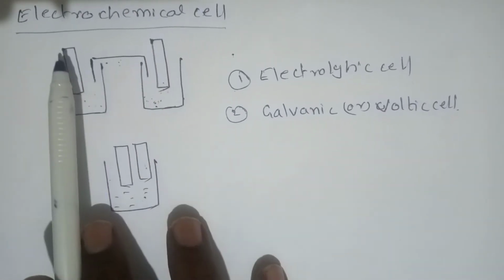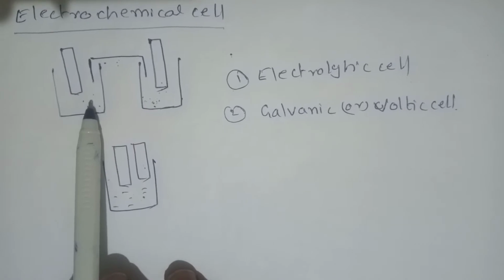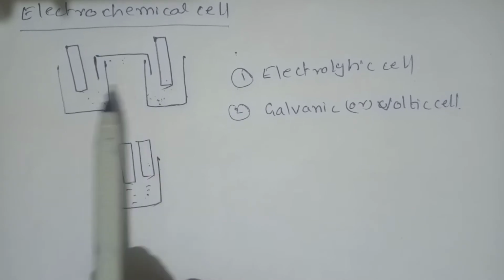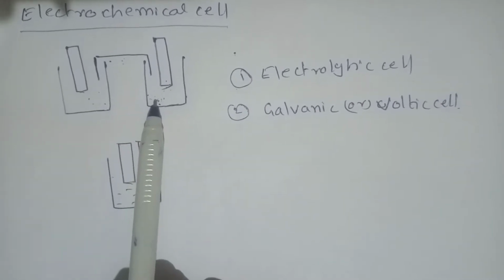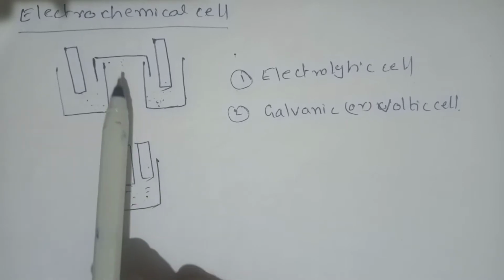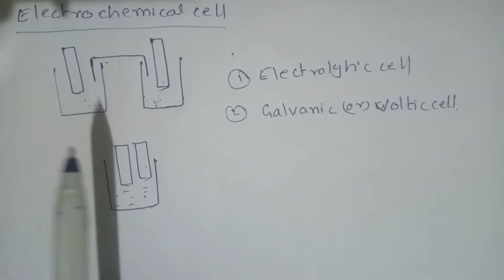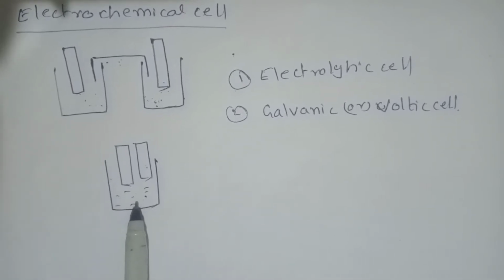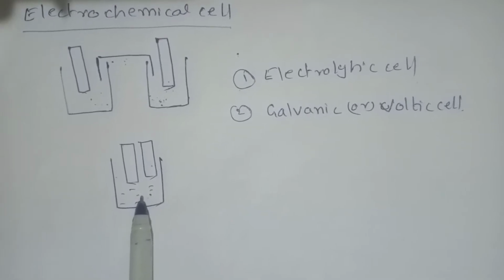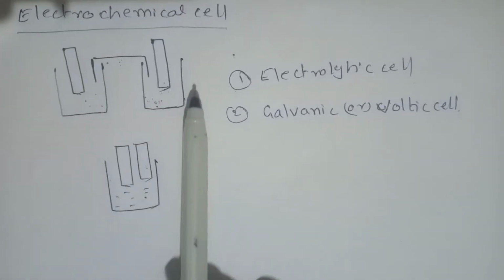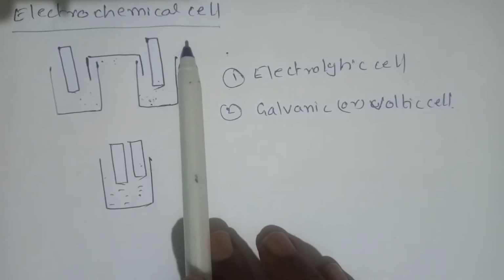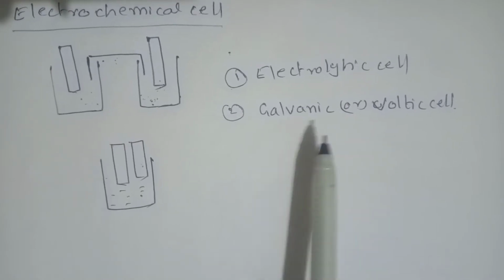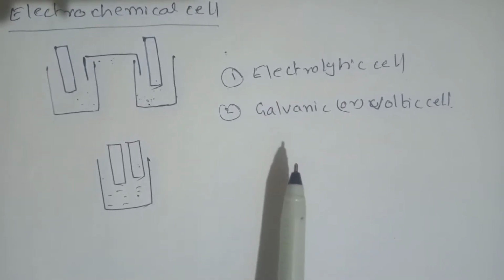Electrochemical cells. An electrochemical cell is a system or arrangement where two different electrodes are fitted in two different electrolytic solutions, which are interconnected by a salt bridge, or where two different electrodes are fitted in the same electrolytic solution. This electrochemical cell is again divided into the electrolytic cell and the galvanic cell. Let us see the differences between electrolytic cell and galvanic cell.